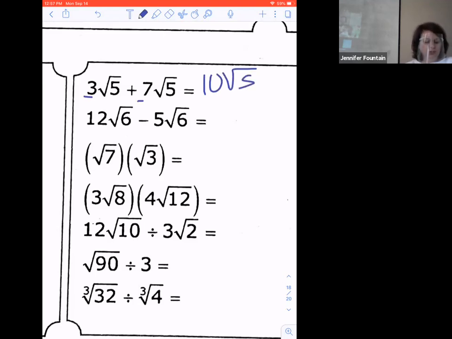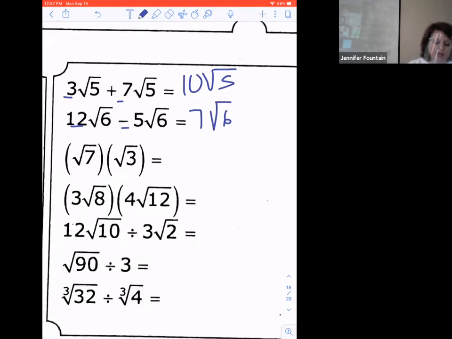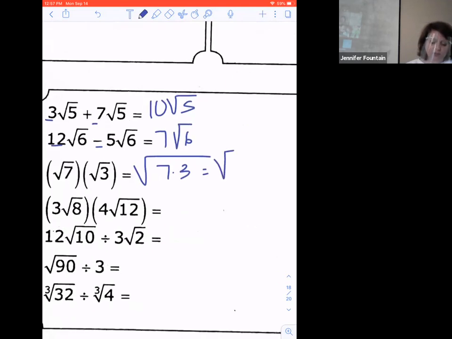Okay, 12 minus 5 is 7. Keep the radical the same. Any questions on our addition or subtraction? Now when we multiply, we can go ahead and combine 7 times 3 under the radical. And since 7 and 3 are both prime factors, I know that I can't break that down anymore. So I'm just going to simplify that and put it as 21 underneath the radical. Any questions on that?